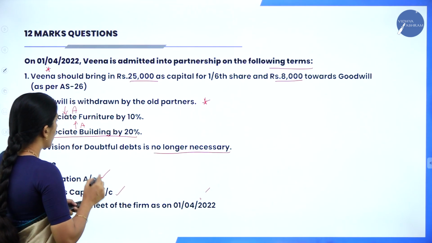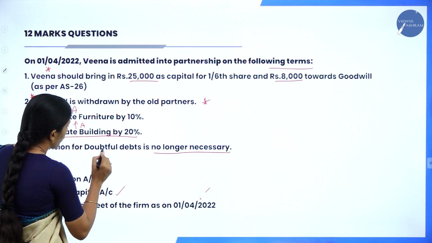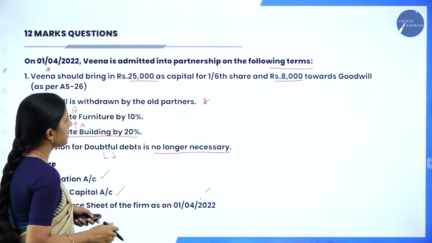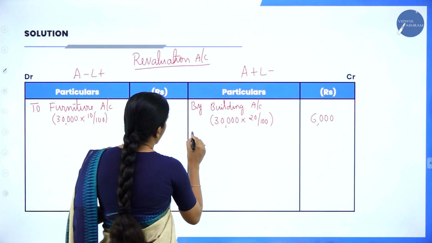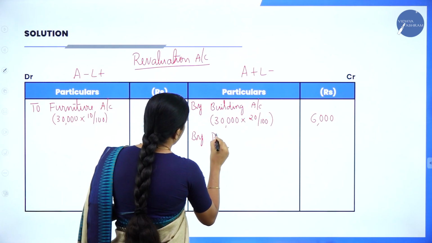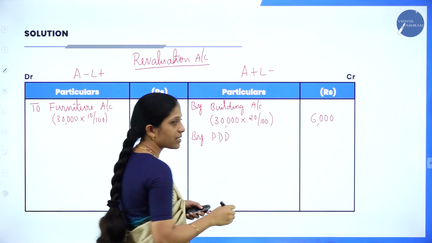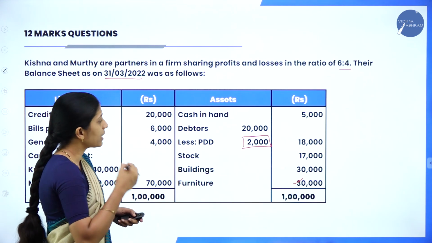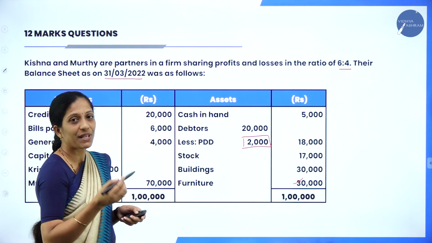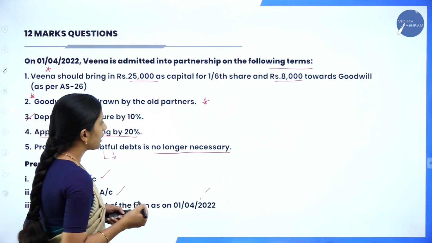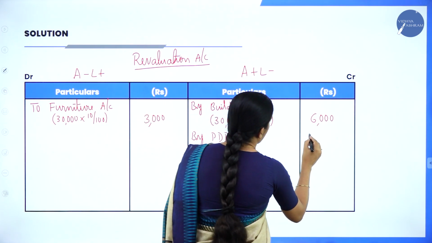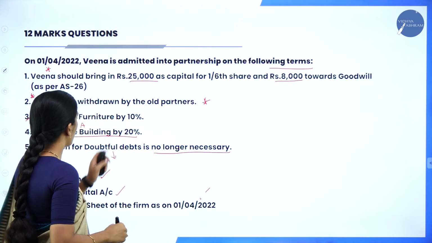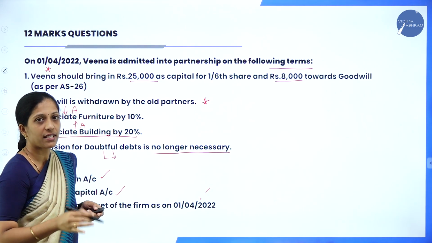So PDD is what? PDD is a liability. So decrease in liability. So where do we record decrease in liability? In the credit side. So by PDD. To what extent it has decreased? Earlier it was 2,000. Now it is no longer necessary, which means that 2,000 it has decreased. So PDD 2,000. Any other adjustments? No other adjustment. We shall balance both the side.